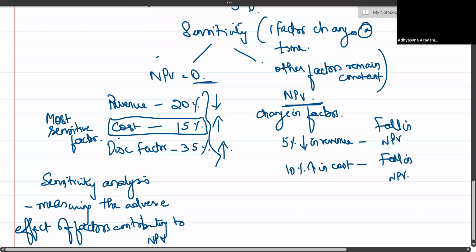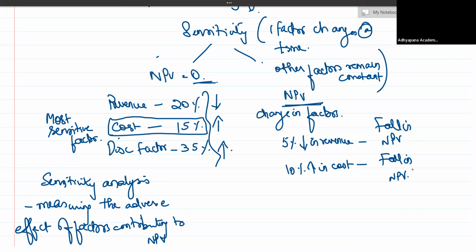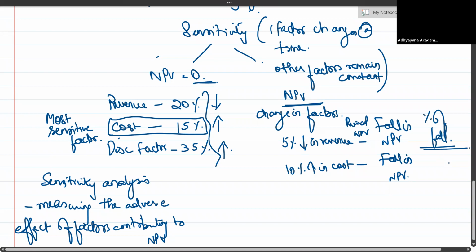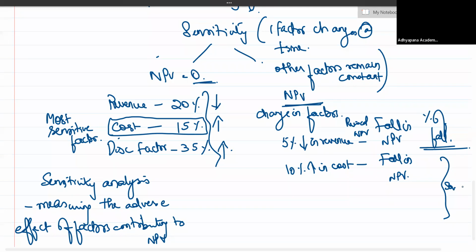First, you will find the NPV for the project, which is the estimated NPV. Then compare with the revised NPV to measure how much is the fall in NPV. After measuring the fall in NPV for a 5% fall in revenue, what will happen? You will first find the revised NPV. After finding the revised NPV, you will measure the fall in NPV. From the original NPV, how much is the fall in NPV? You will find the percentage of fall. When you find the percentage of fall, you will compare that percentage of fall to say which is the most sensitive factor. The most sensitive factor will be the one which is adversely affected the most.